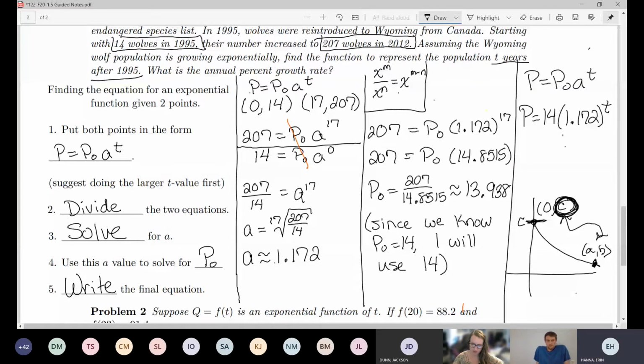So technically, we're not done this question. I know it feels like it's taken 5 years. Because we're asked, what is the annual percent growth rate? So if you go back to the very beginning of the question, it asks, what is the annual percent growth rate? And you can't see much.